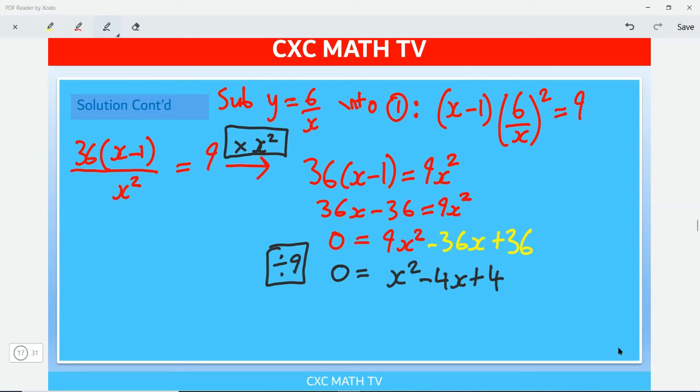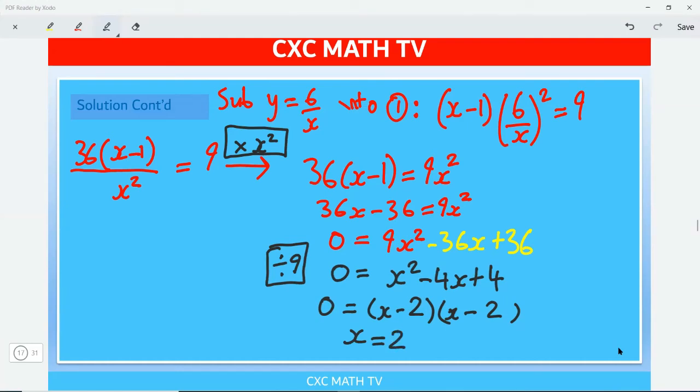From this, we can factorize, and we have signs are the same, and both of them must be negative. So that's minus, minus, and this has to be 2 and 2. So the answer we're getting is x equal 2. My gosh, all that hard work just to get x equal 2.